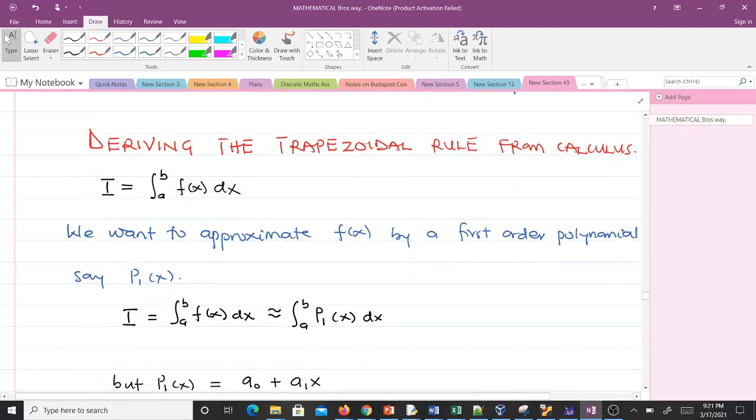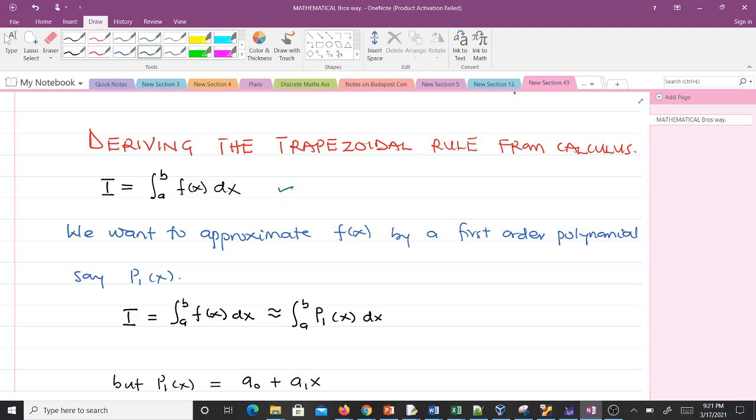So let's derive it and go through the derivation. So we derive the trapezoidal rule from calculus, okay? And this will make you understand it better. So we have this here, and this is a problem we want to solve. So we are supposed to integrate f of x dx from a to b. But let's say this function f of x that we have, it is very difficult to use analytic methods to do the integration. So we want to approximate it by a first order polynomial.